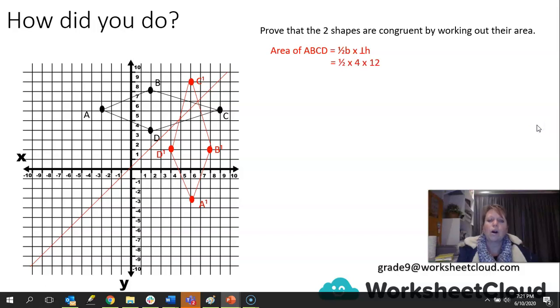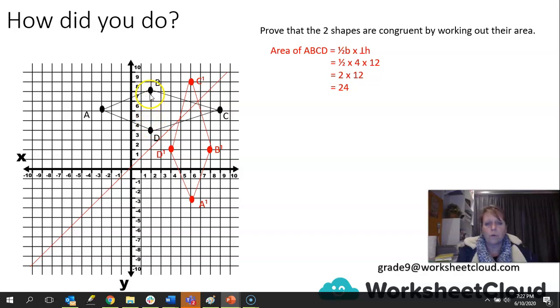So we're going to say half times 4 times 12. You can go 4 times 12 first, or you can go half of 4 is 2 times 12. It's going to give you the same answer, and that's going to be 2 times 12, which is going to give you 24. Okay, now let's just say we worked it out as two separate triangles.